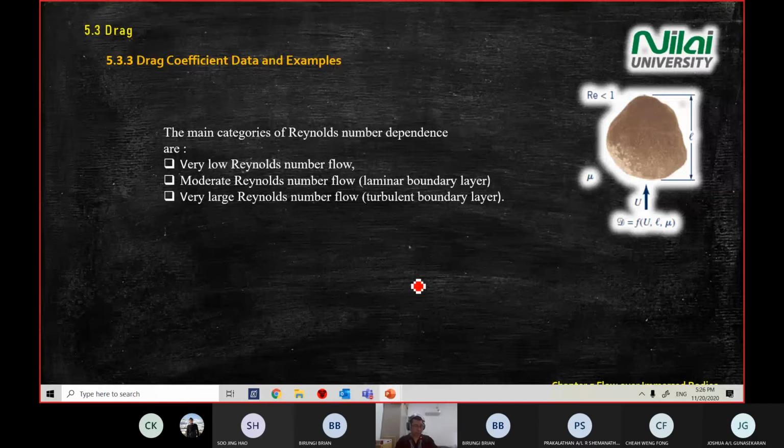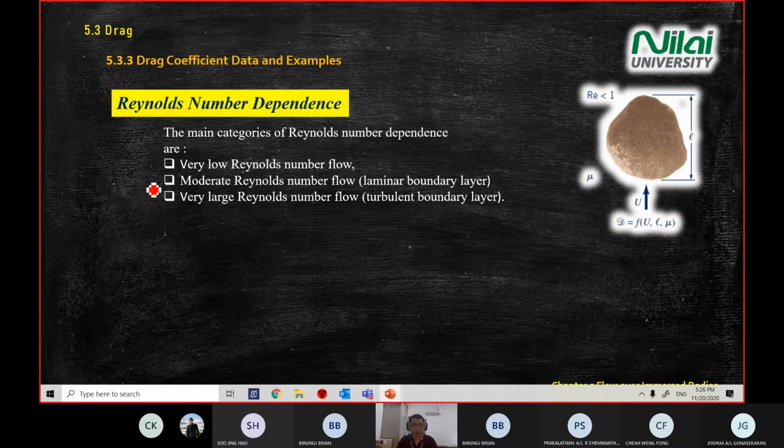Okay, then this one is for question 26, the answer for question 26. The main category of Reynolds number, of course, depends on the Reynolds number dependence. So we know that for Reynolds number, we have a few categories. In this case, we have very low, medium, and very high.